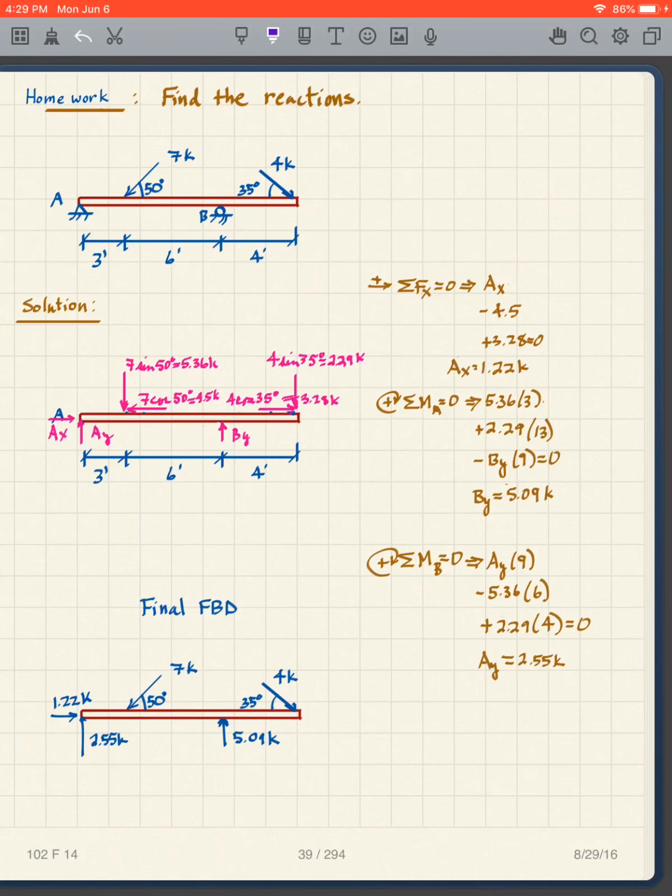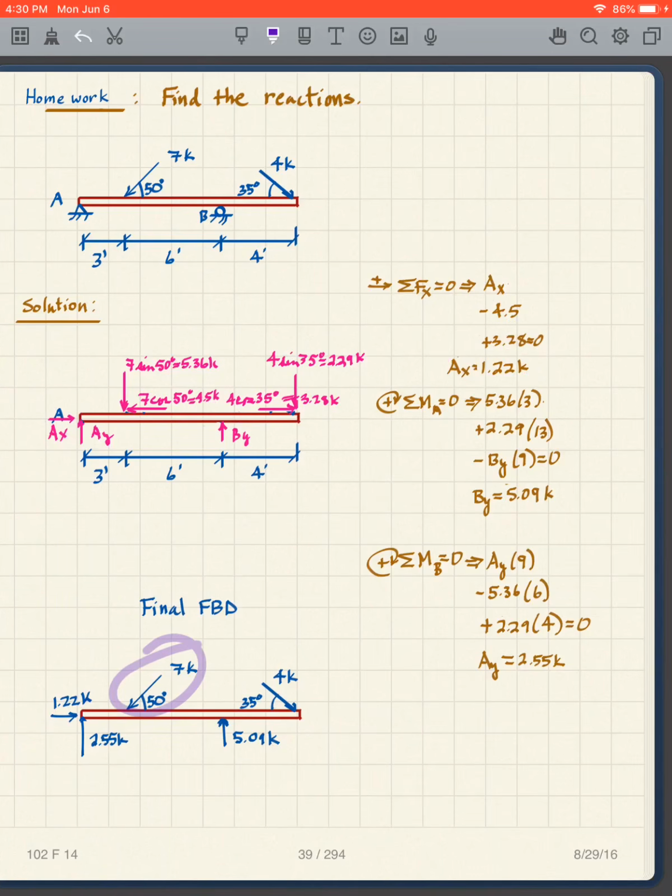All right, we've done these so many times, I'm not going to review the moments, but I will talk, since this is new, about the forces in the x direction. I want you to take to the right as being positive. So I have AX to the right, that's plus. This goes to the left, so it's minus 4.5. This goes to the right, so it's plus 3.28, and I solve for AX, which is 1.22. That's positive, which means I keep it the same.